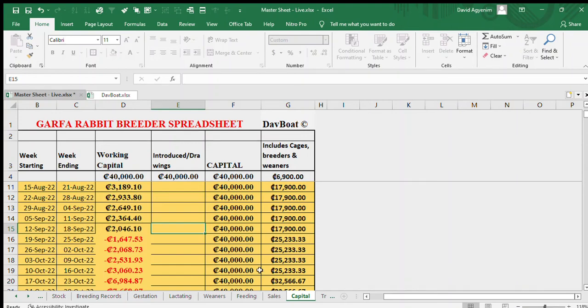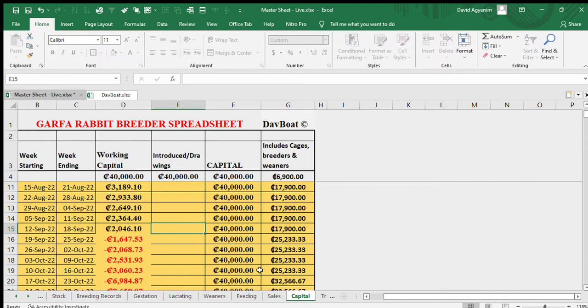Hello and welcome to another episode of the Rabbit Breeder spreadsheet explanation. We are done with the sales sheet. We are now at the capital sheet, our investment sheet.